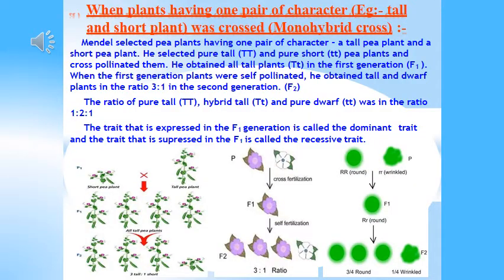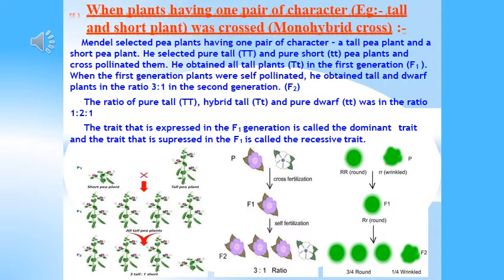Okay children, now let's start with the monohybrid cross. When plants having one pair of characters, we are going to take tall and dwarf. For example, when tall and short plants are crossed, that's a monohybrid cross. Let's see what the situation will be. Mendel selected pea plants having one pair of characters, a tall pea plant and a short pea plant. He selected pure tall, capital T, and pure short, small t, pea plants, and cross pollinated them, as I told you in the previous slide, pure tall plant, pure dwarf plant.